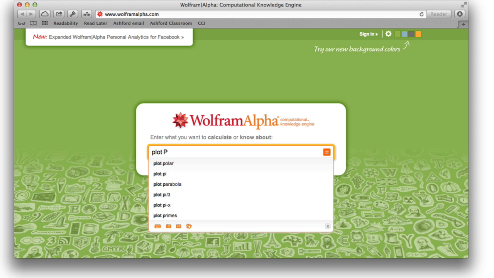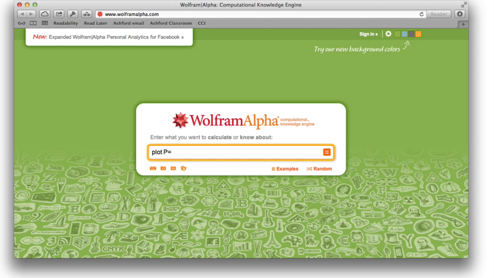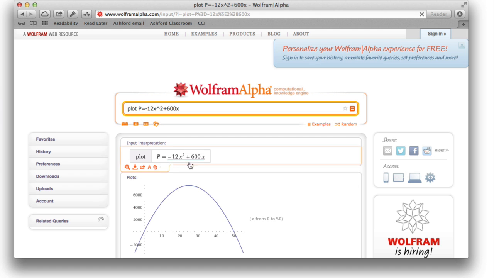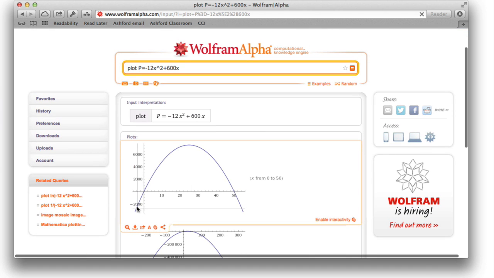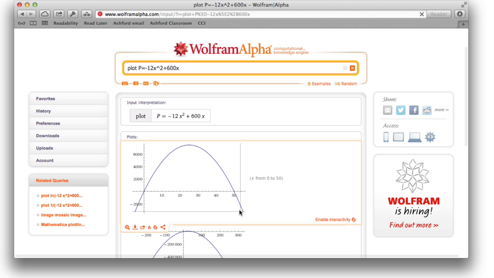So I'm going to say let's plot p equals minus 12x squared plus 600x. And let's see what it tells us. And so here's our plot. See, this is a parabola facing down, like I said. And you can actually see the intercepts. We're going to show them algebraically, but you can see that it looks like the x-intercepts are at 0 and at 50. And the maximum is right up here, and that's called the vertex.